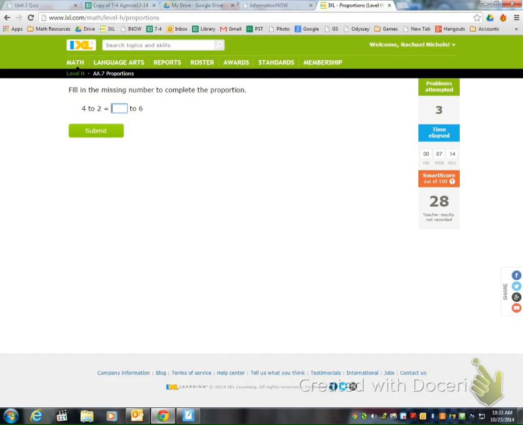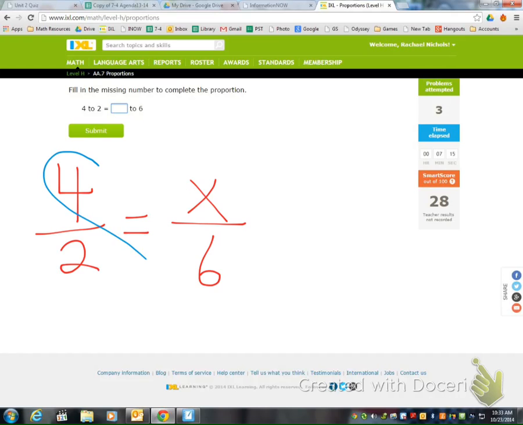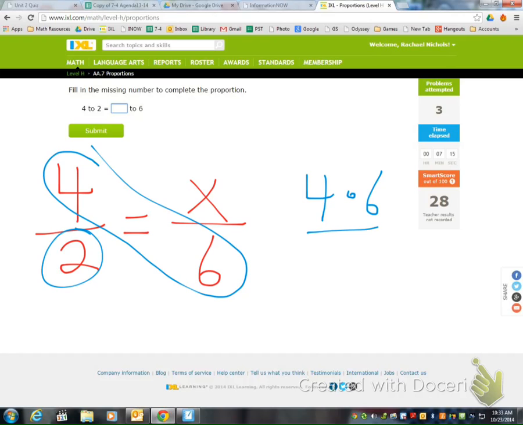Alright. Next one. Set it up. We have 4 over 2 is equal to something over 6. This ratio is just written with the word 2 in between, but it's the same exact thing. So 4 over 2 equals x over 6. What two numbers need to be multiplied together? 4 and 6. 4 and 6, because they're the two across from each other. So I have 4 times 6 divided by 2. 4 times 6 is 24, divided by 2 is 12.